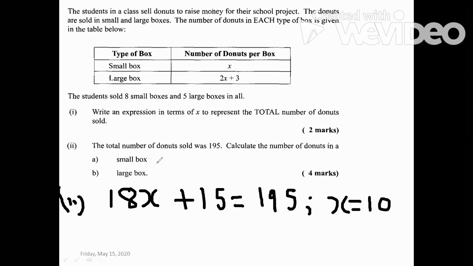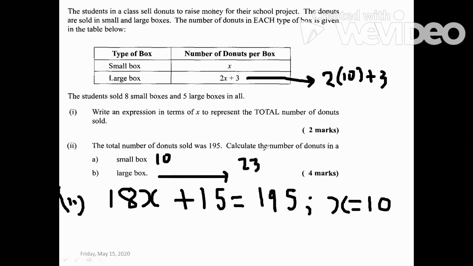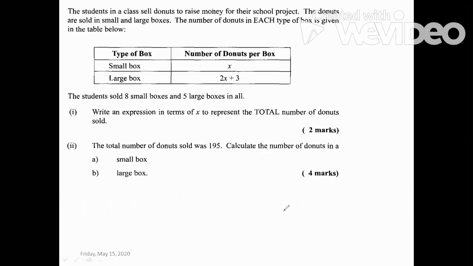All right. So in a small box, remember a small box is x. So x is 10. So a small box is just 10. 10 donuts in our small box. A large box is represented by 2x plus 3, and that's 2 times 10 plus 3. So that's going to be 23. So 23 donuts in a large box. A lot of donuts. All right. Okay, moving on to the next slide.